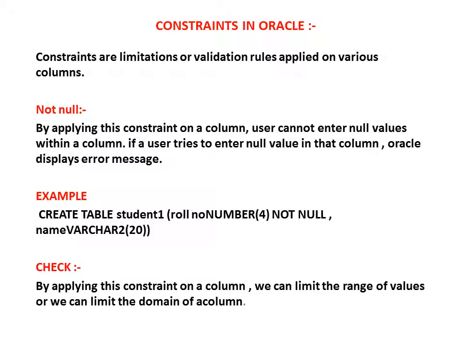Constraints in Oracle. Constraints are validation rules that are applied on columns in a table. Now we study different types of constraints. First one is the not null constraint. If we set this constraint in a column, then the user cannot enter null values in that column. The user must enter a value in that column.